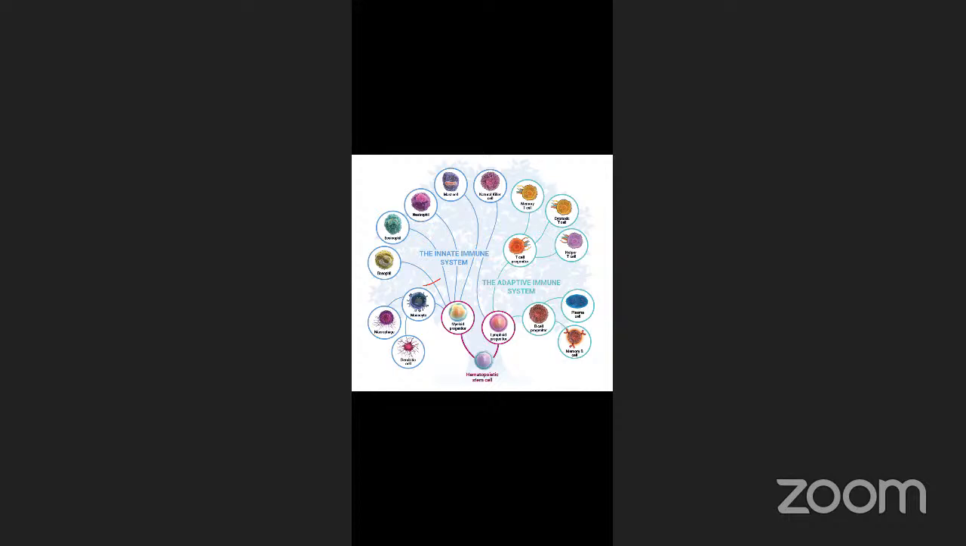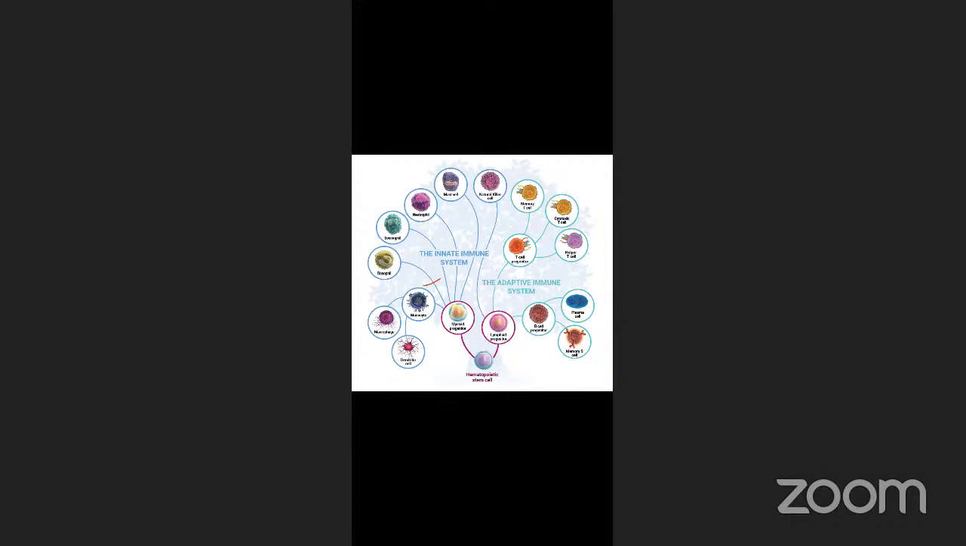Now I would like to talk about lymphoid organs. Coming to the lymphoid organs, we have two types in our system. One is the primary lymphoid organ. The second one is the secondary lymphoid organ.